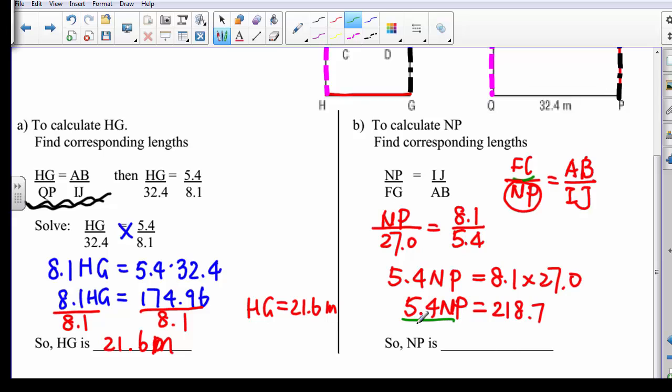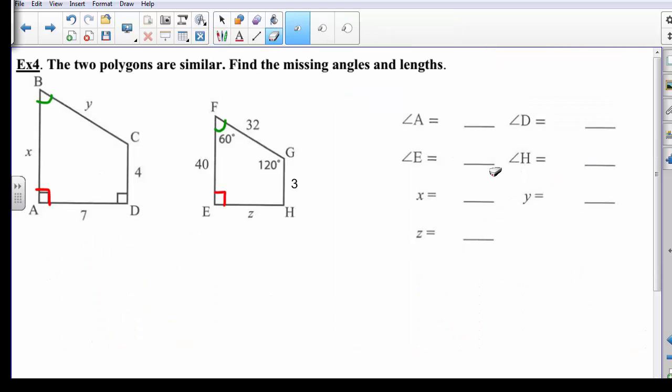I will divide both sides by 5.4. So the NP value is 40.5 meters. So using another pair of corresponding sides, I can find NP is 40.5 meters. Right now, let's look at the last example, example 4. These two polygons are similar. Find the missing angles and the lengths.